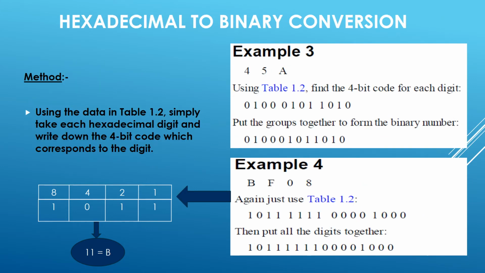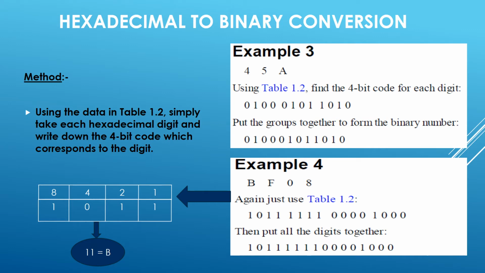Now, if we are given a hexadecimal number and we are asked to convert it into the equivalent binary number, we will be using the same table or the same binary notation method. So the method is very straightforward. You will be using the table. Simply take each hexadecimal digit and write down the 4-bit code which corresponds to the digit. For example, we are given the hexadecimal number 45A. Using table 1.2, you can find the equivalent 4-bit code for each digit.